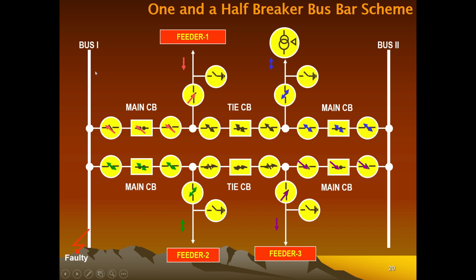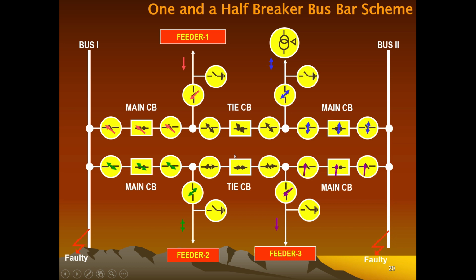In case there is a problem on bus 1 itself, what happens? There is a problem on bus 1, so it will trip all the circuit breakers connected to bus 1. Your feeder 2 will be charged through the tie circuit breaker and main circuit breaker from bus 2, and similarly feeder 1 will be charged using the tie CB and main CB of bus 2, and the remaining two feeders will be charged through the main CB of bus 2 only.